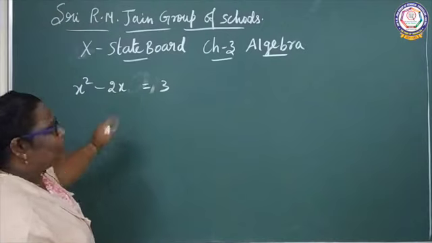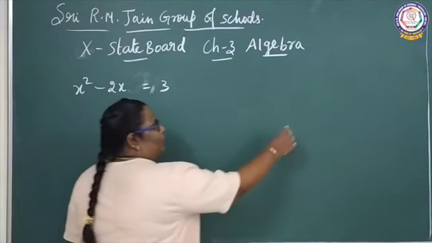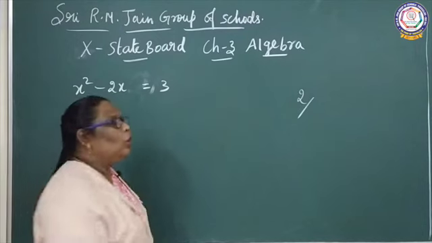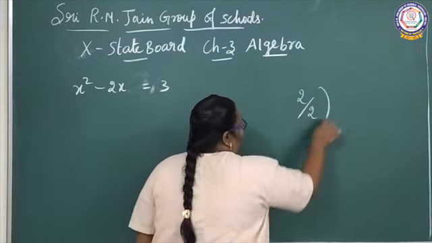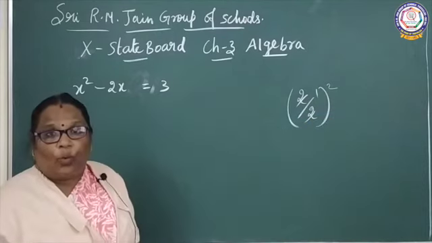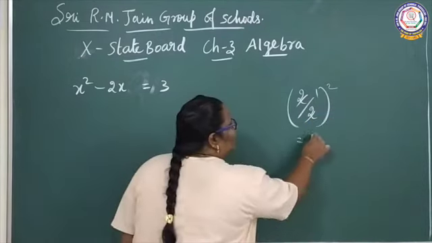See the coefficient of x. What is the coefficient of x? Coefficient of x is 2, by 2 the whole square. When we cancel, what is the answer you are getting? 1. 1 square value is equal to 1.